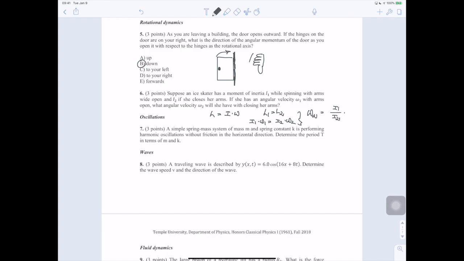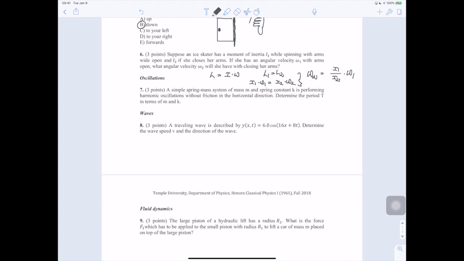A simple spring mass system of mass m and spring constant k is performing harmonic oscillation without friction in the horizontal direction. Determine the period T. So we apply here second Newton law. This is the unit vector i direction. So you have here, let's say, a wall here. This is the horizontal surface and no friction. Here's an object of mass m, spring constant k here. And here, this would be the equilibrium location, x equals 0.